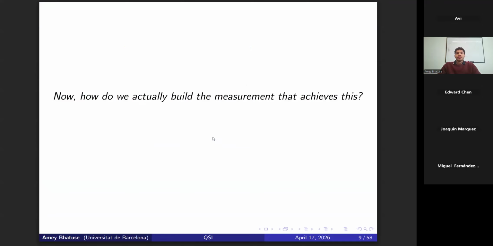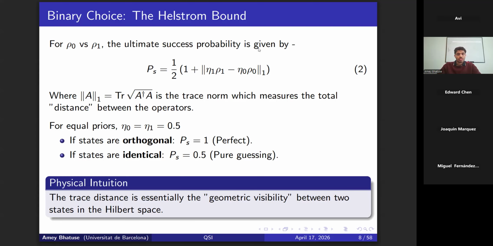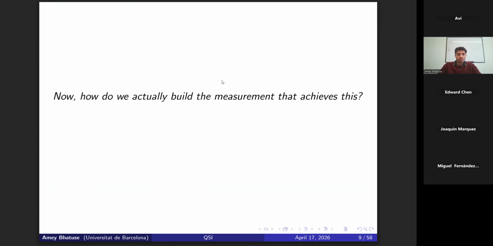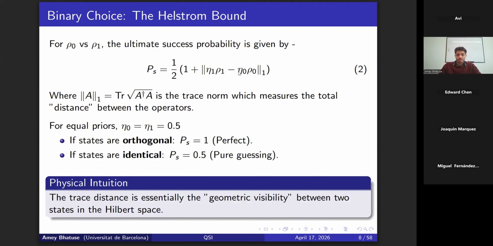Okay, so we saw all of this, like how we can get the measurement and everything, but how do we actually build the measurement that achieves these bounds, like this formula that we have? This is done by the Helstrom operator, which is essentially, if you see, inside this.